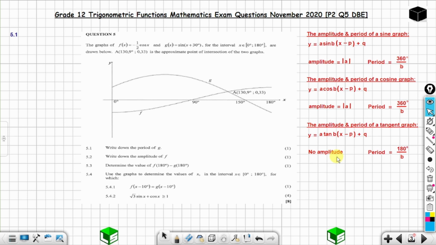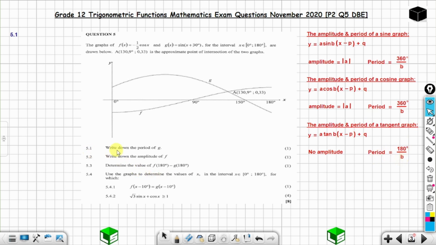I'm going to make a video in which I explain all these parameters: A, B, P and Q. For the period, you take 360 over B when it is a sine graph, and also for a cos graph. For tan, the period is 180 over B.